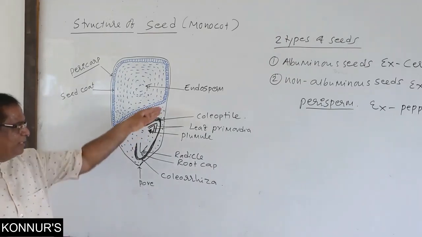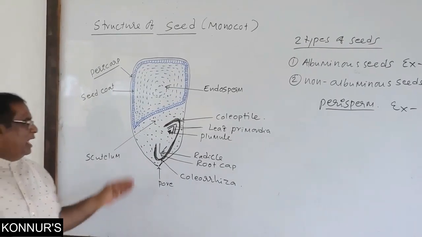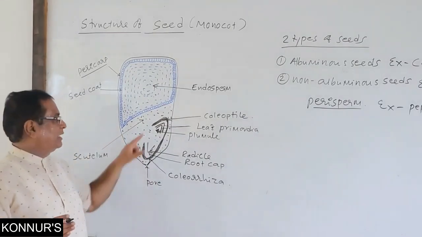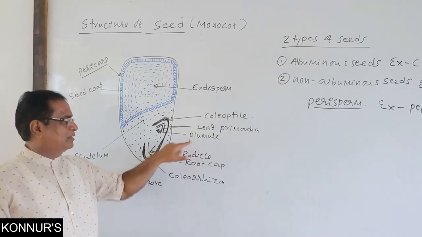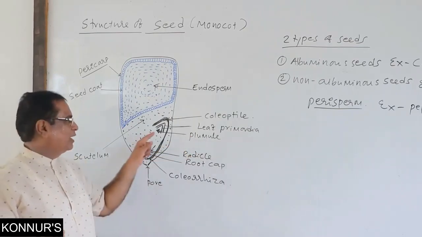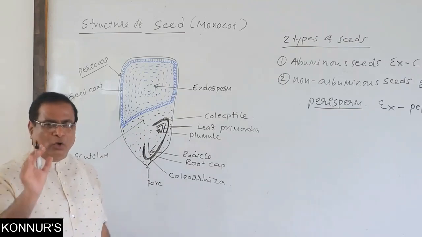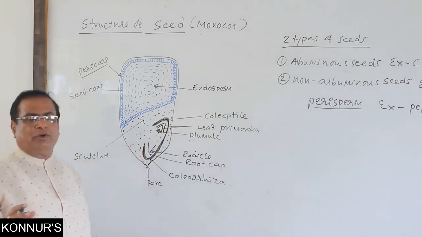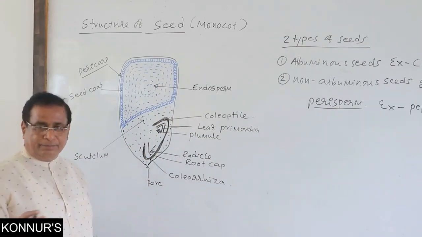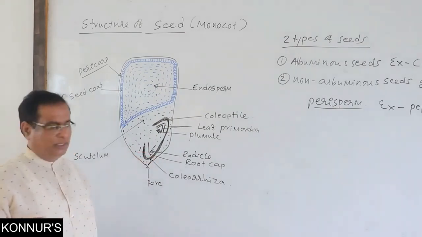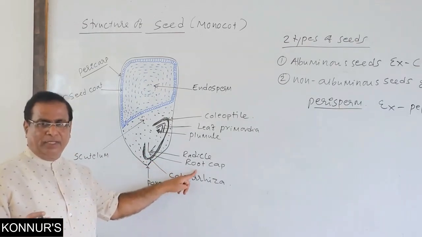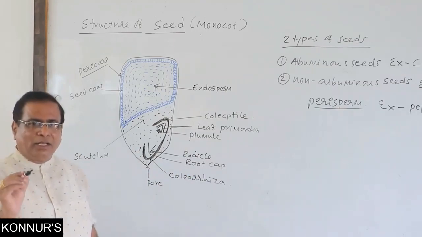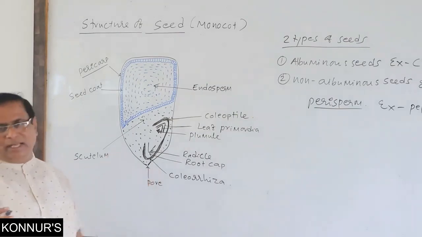At its lateral side, there is an embryonal axis, and the upper portion of the embryonal axis is having plumule. That is a shoot apex covered by leaf primordia and a hollow foliar structure named coleoptile. And the lower portion of the embryonal axis is a radicle which gives rise to root and is covered by the root cap, which is in turn covered by an undifferentiated sheath named coleorhiza.